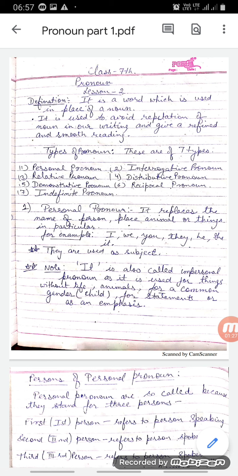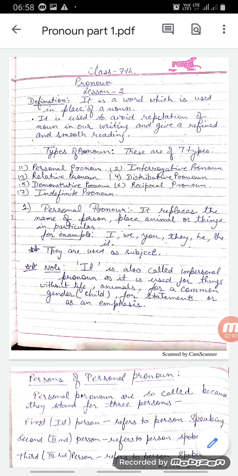First, to begin with personal pronoun. A personal pronoun replaces the name of a person, place, animal or thing in particular. For example, I, we, you, they, he, she, it. All these are examples of pronouns. And these personal pronouns are used as a subject in a sentence.